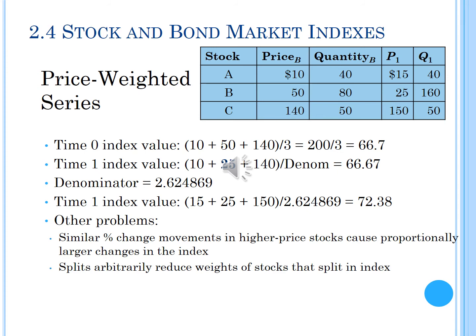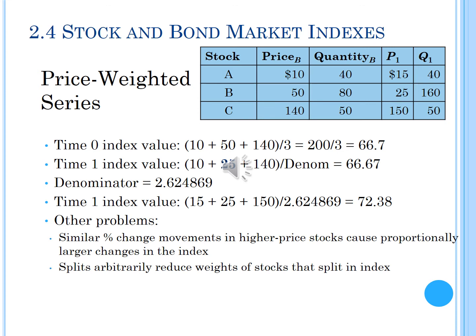After we do our calculation, we will find out that the denominator would equal 2.625. Okay, we use that denominator in our end time, the price weighting at time 1 for the index, using the end prices, or the new prices, for the three stocks. So now we use 15, 25, and 150, and we divide them by the denominator figure we found in the previous formula, which will give us the new price weighted average for the index, which is 72.38.